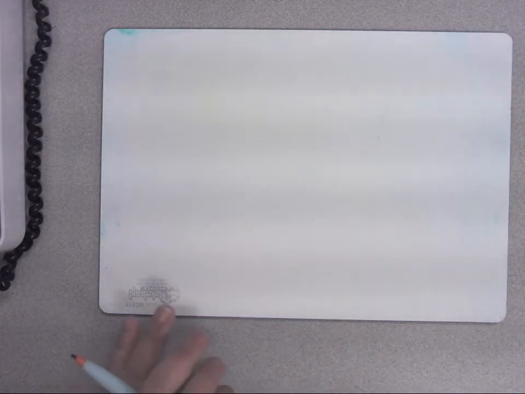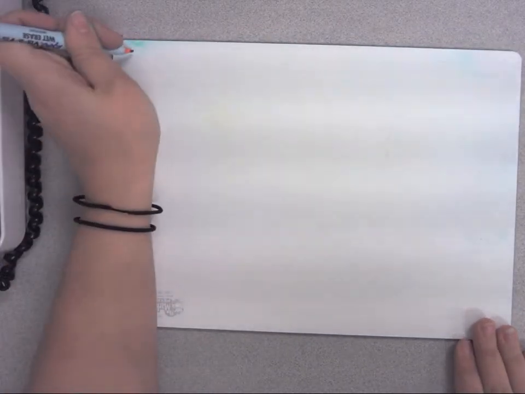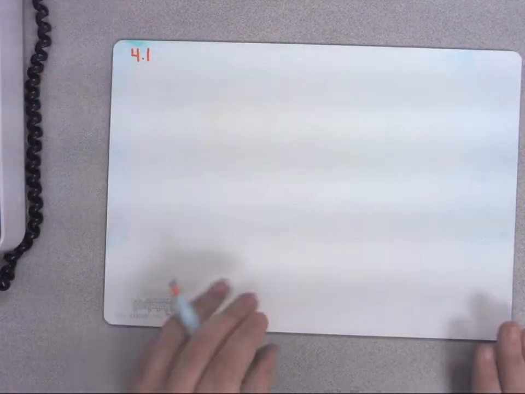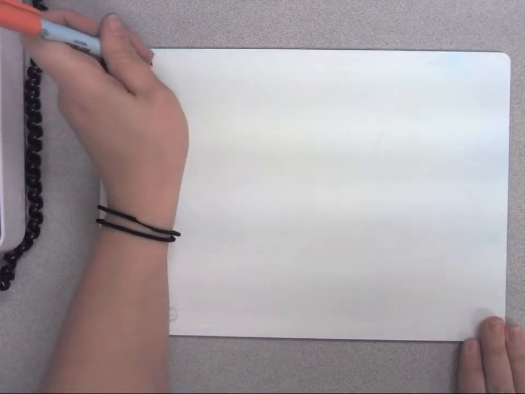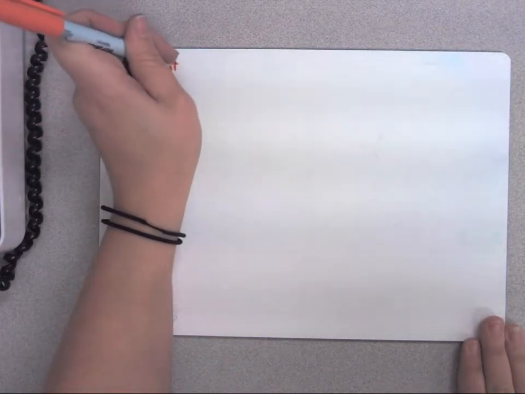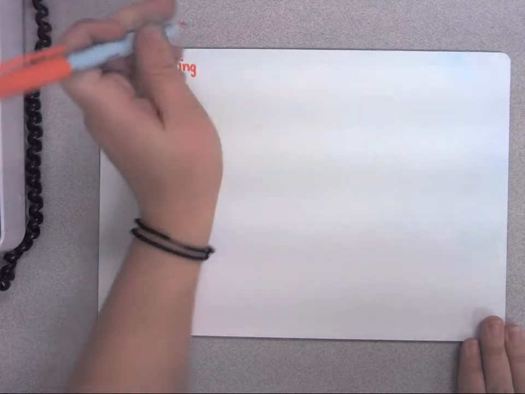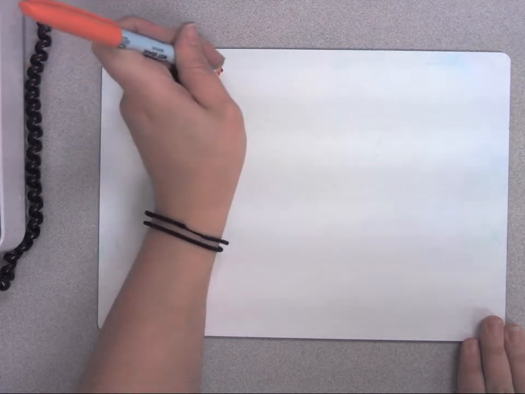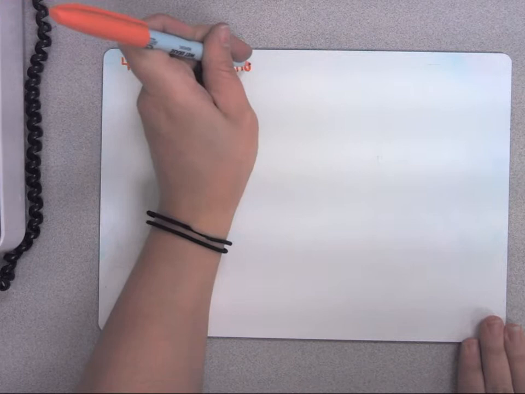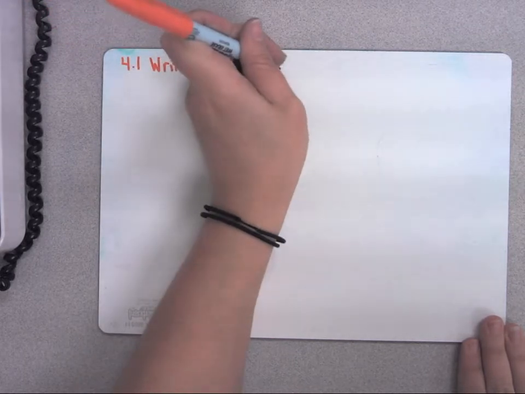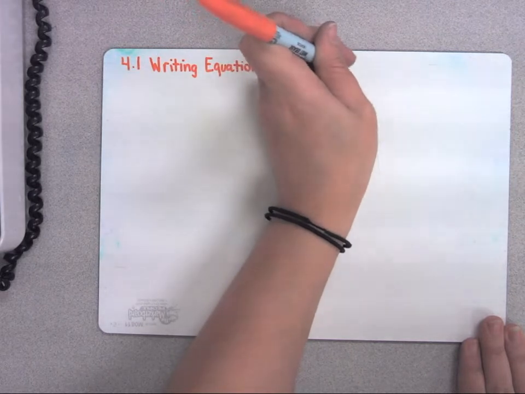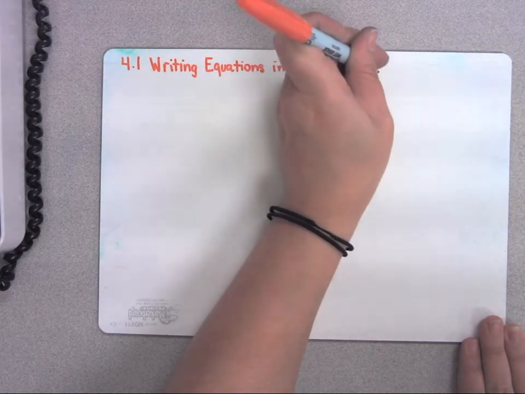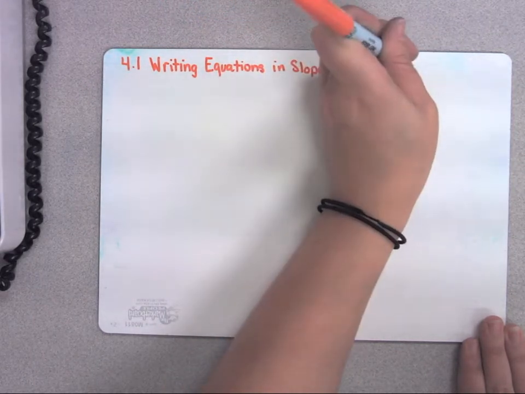So today we are doing 4.1. The title is Writing Equations in Slope-Intercept Form.